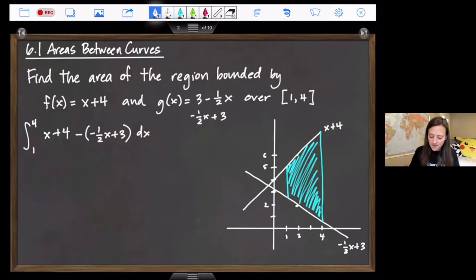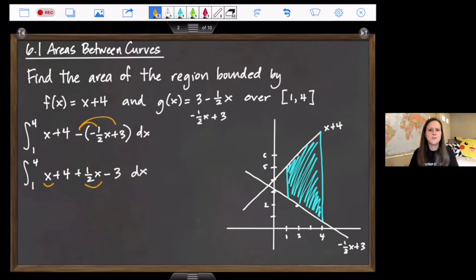So let's distribute that negative sign through the parentheses. I've got the integral from 1 to 4 of x plus 4 plus a half x minus 3. All right, so we're going to combine the x and the 1/2 x. So 1 plus a half is 3/2. So I'm going to have 3/2 x. And then our constants, I've got a 4 and a negative 3. So I've just got plus 1.